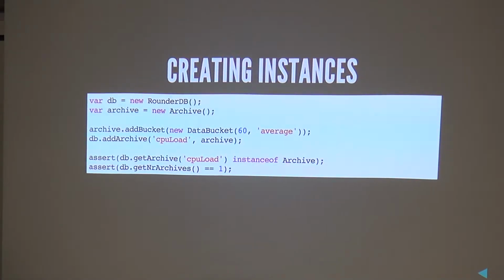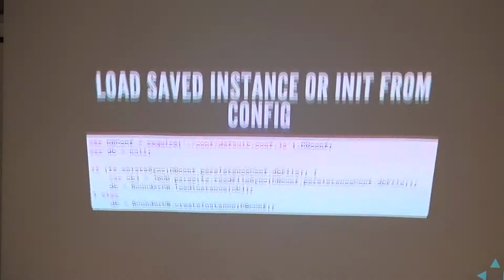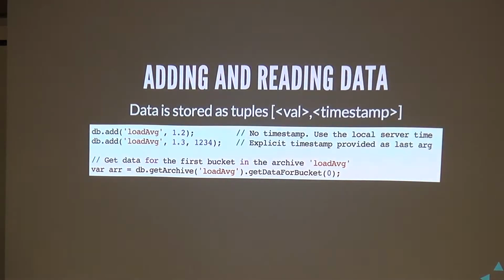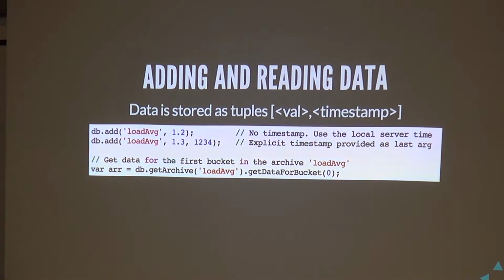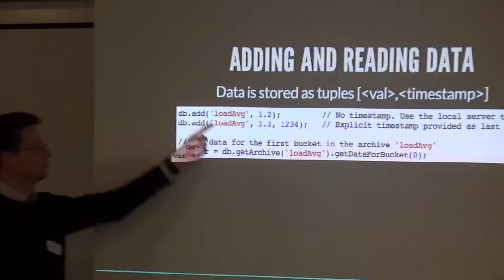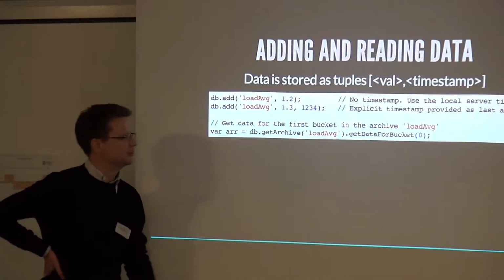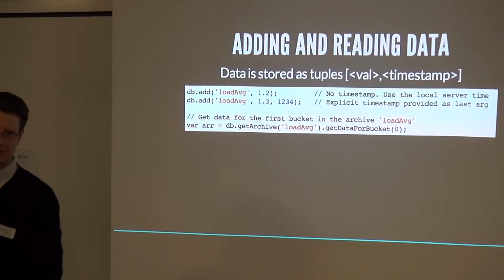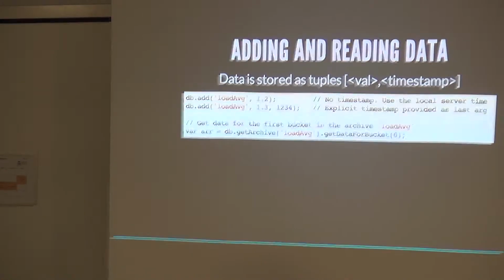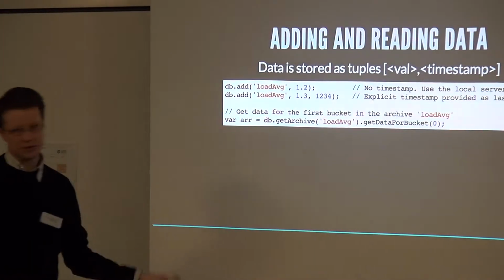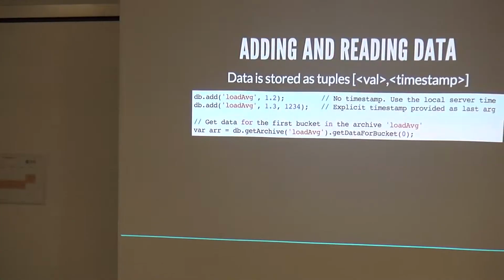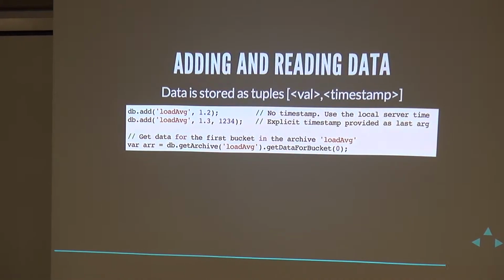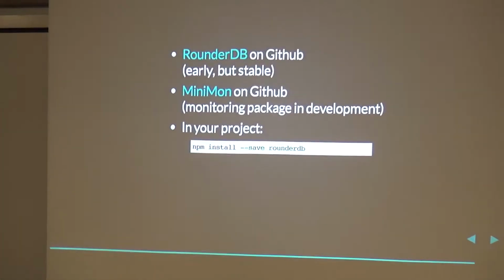So you create your database, you create a couple of archives. You name them to something you will remember. You can, of course, persist it to disk, save it. I'll show this in a second, on my own time. And then adding, it's simply name your archive, add your data. You could either do this or submit a timestamp, otherwise the local server time will be used, and you get the whole data out as well. So typically this will be very small amounts of data. It's kilobytes, not megabytes of data, so that's fine.